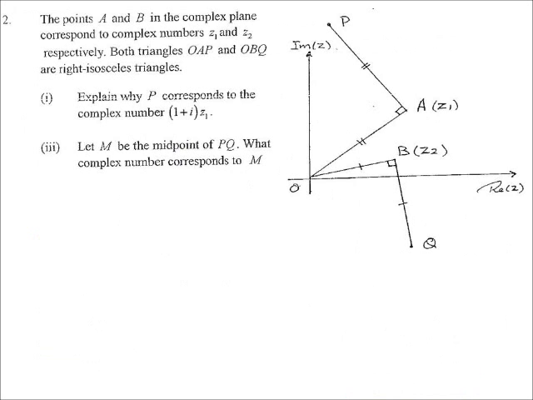All right, let's do another one. Yes, I know there's a lot of examples, but you know, we need to get our head around this. Okay, we've got this really interesting diagram. They want to know why P corresponds to the complex number 1 plus i Z1.